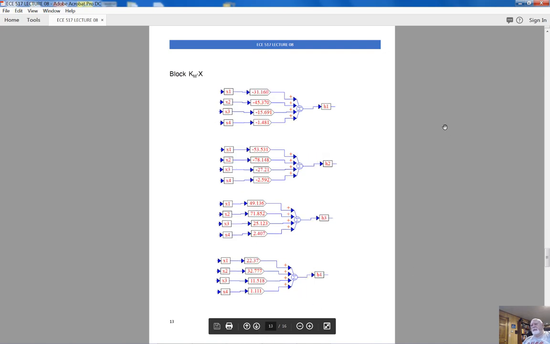The next what we will do, we will consider block Km times X. And again, this control block represents the product of matrix Km and state vector X of the reference model. And I guess it's all done properly. All these coefficients, all these numbers are typed in from the computer printout. And I introduced variables H1, H2, H3, and H4 that I will use later in the control law.